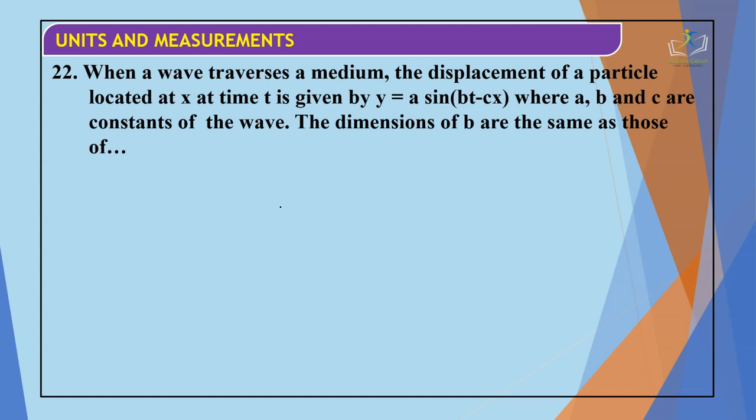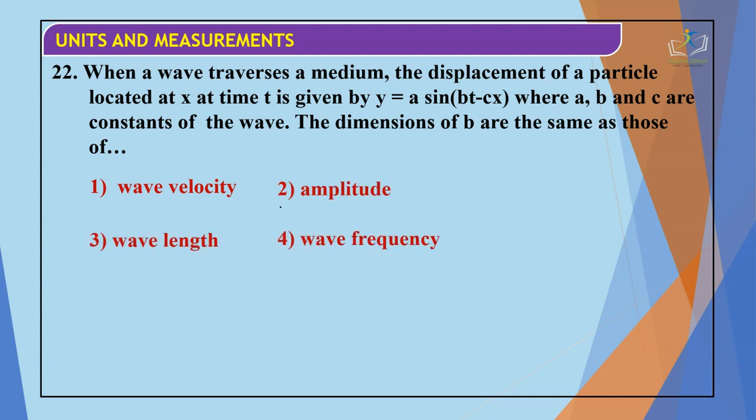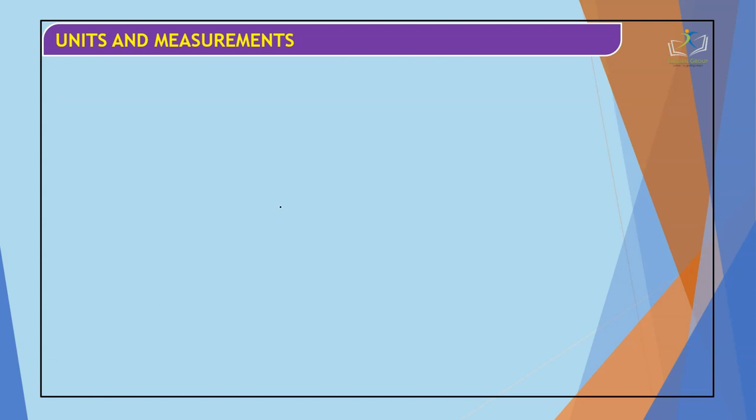Next, when a wave travels through a medium, the displacement of the particle located at x at time t is given by y equals a sine(bt minus cx), where a, b and c are constants of the wave. The dimensions of b are the same as those of wave velocity, amplitude, wavelength, or wave frequency. The correct answer for this question is, as we know, bt is equal to M0 L0 T0. So b is equal to T to the power minus 1, and T minus 1 is the dimension of frequency. So the correct answer is option 4.